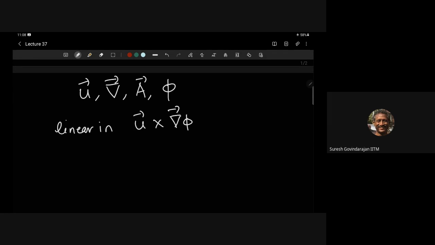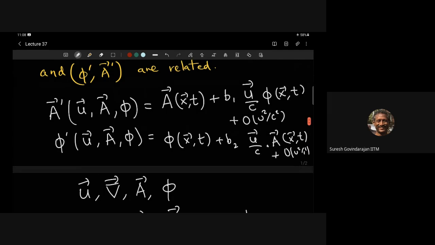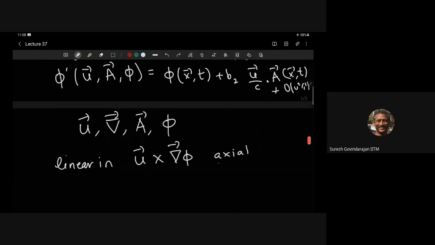Okay, and a little thought will tell you that this is axial. But we need it on the LHS. So here we could have added this term, but it will mess up the fact that A is polar. So it's an axial term. What I'm saying is, because it's axial, it's ruled out, not allowed.